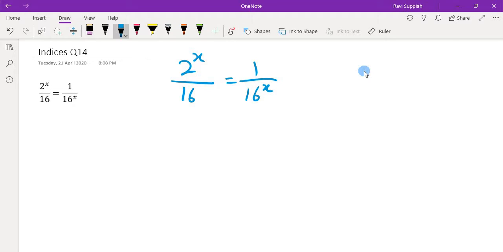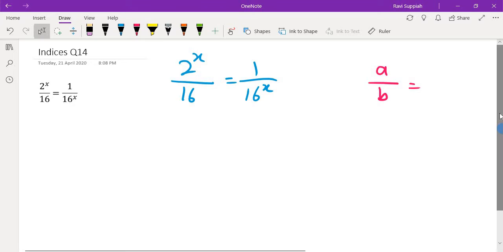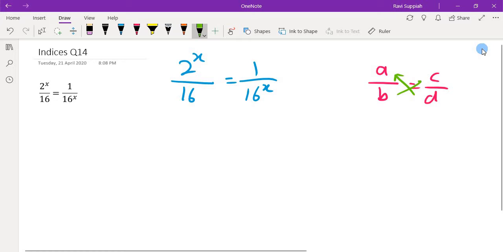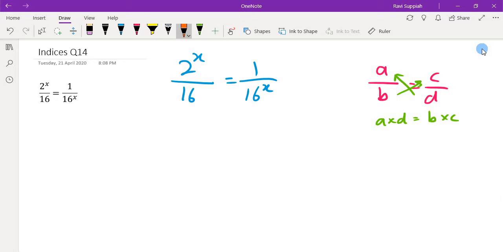Okay, so since we have a fraction here and a fraction here, we can always cross multiply. So always remember, when I have one complete fraction on the left hand side and I say that it is equal to another complete fraction on the right hand side, what I can do is cross multiply so that a multiplied by d is equal to b multiplied by c. I can only do this when I have a complete fraction on the left hand side and a complete fraction on the right hand side. So both sides are a single fraction each.